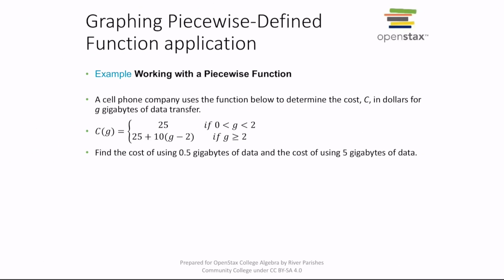Now use the same principle here and try to solve this problem. They're asking you to find the cost of 0.5 gigabytes of data and the cost of using 5 gigabytes of data. So if it is 0.5, you use the first formula, which is $25, and if it is 5, which is g greater than or equal to 2, then substitute g equal to 5 into the second formula and write down the answer.